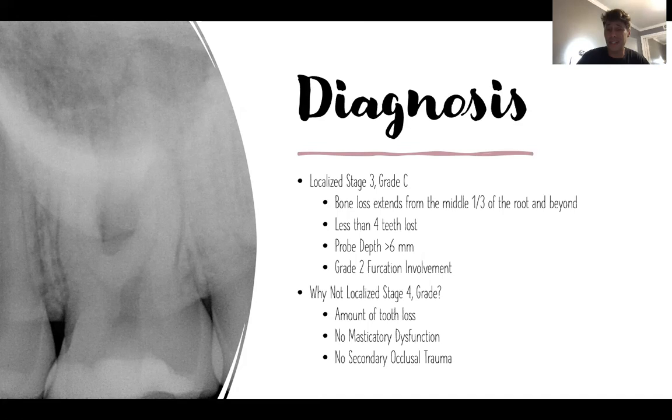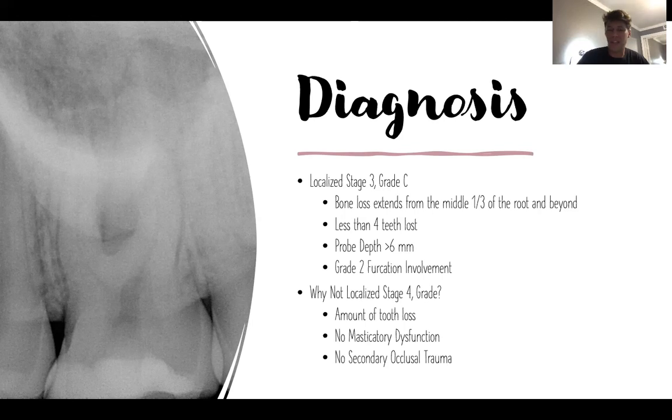3 grade C. The reason why I classified this diagnosis for this specific stage and grade, yes, the bone loss extends from the middle third of the root and beyond. However, the patient has less than 4 teeth that have been lost due to periodontal disease. There is a probe depth greater than 6 millimeters on one tooth, isolated grade 2 furcation on the direct buccal of number 14. But why not stage 4 grade C?